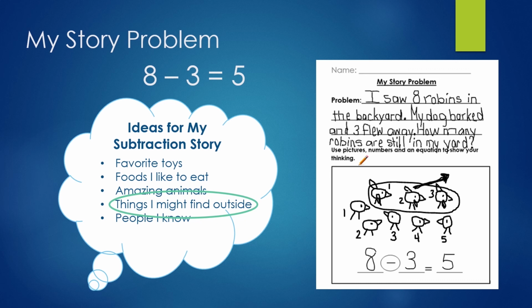I drew 8 robins and then showed 3 of them flying away. Can you see their wings? I drew an arrow to show they were leaving. That's my action. I also used numbers to show the birds that flew away as well as the ones that were still in the yard. I wrote my subtraction equation too.